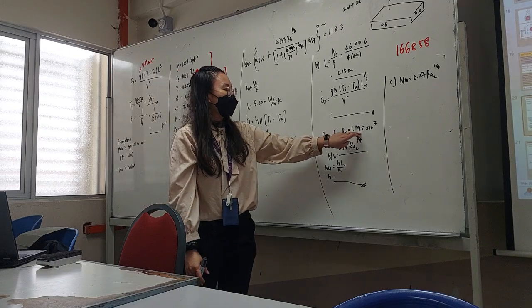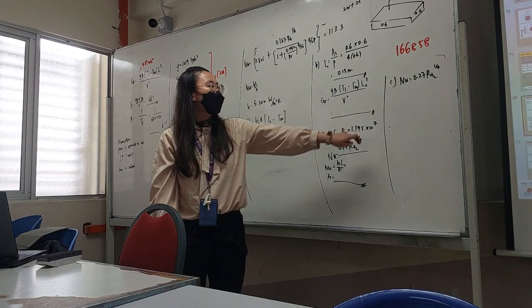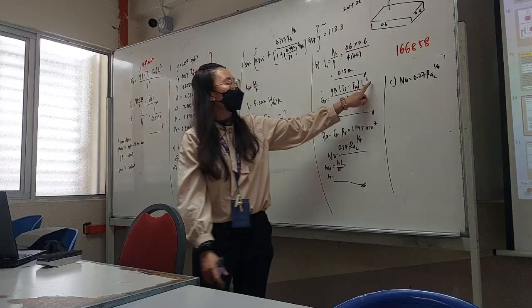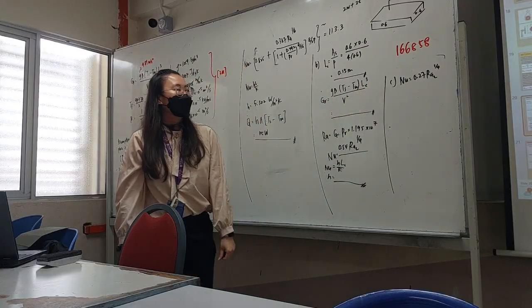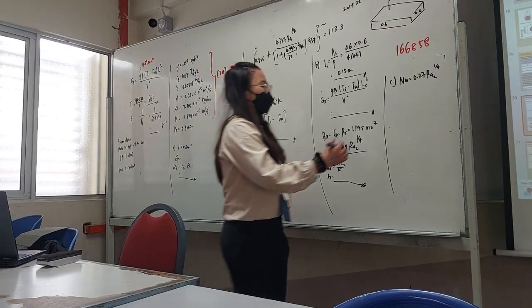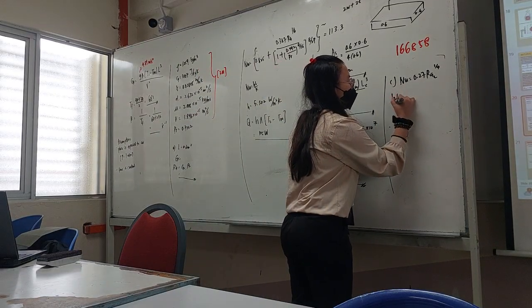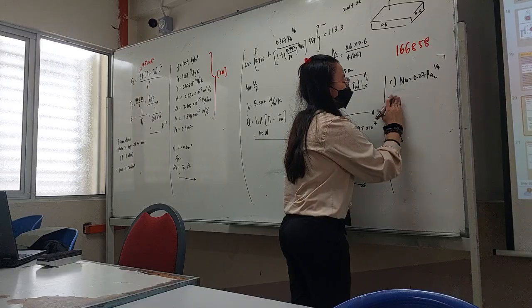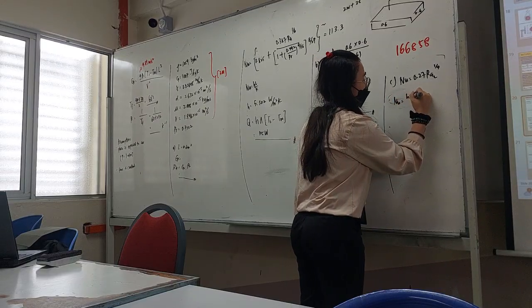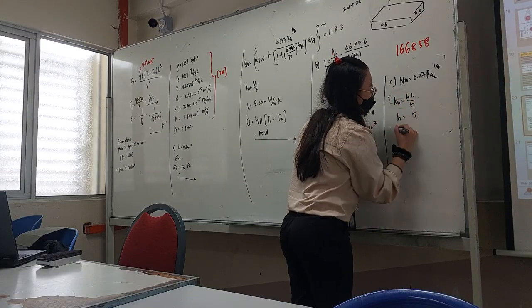This 1.195, because the characteristic length L is the same. Then sub inside. Okay, so you get the H value, so you get a Q value.